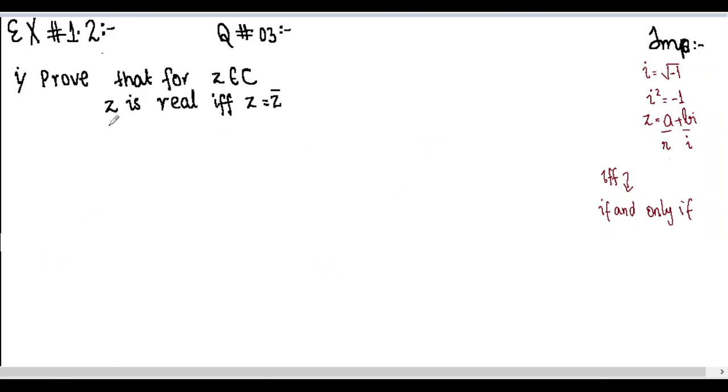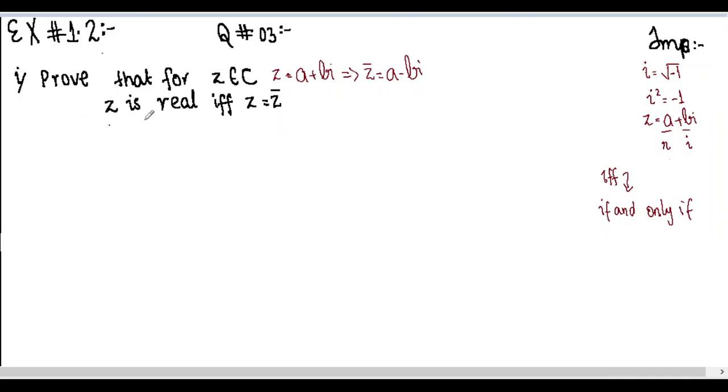Very good. So now part number 1 says prove that for z belongs to complex numbers. So what are complex numbers? Yes, complex numbers are the numbers that contain imaginary parts as well as real parts. It's not mandatory that they have real parts, but they must have an imaginary part. So its usual notation is a plus b iota, where a is the real part, b is the imaginary part, and then its conjugate becomes, what is conjugate? Changing the sign of the imaginary part, and it becomes a minus b iota.